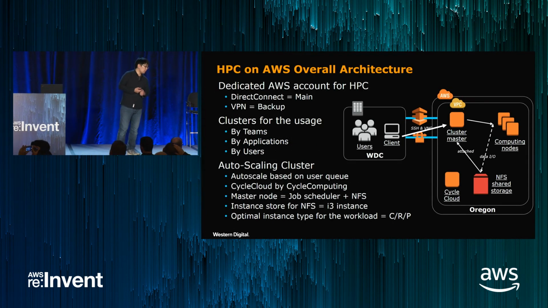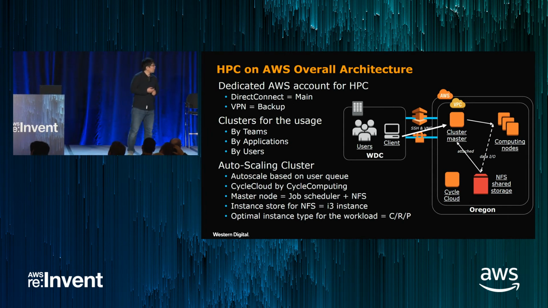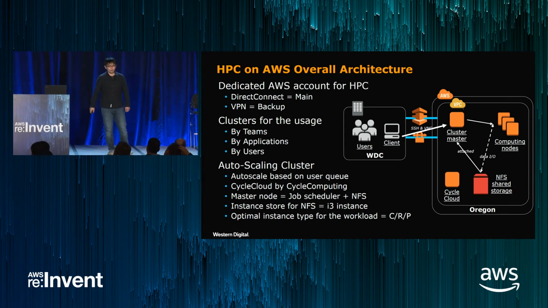First of all, let me show the overall architecture. We have a dedicated AWS account for HPC. We use Direct Connect for primary network access. We spin up clusters based on usage. Some clusters are shared within a team. Other clusters are dedicated to applications or users.